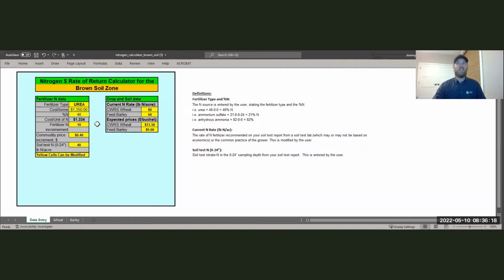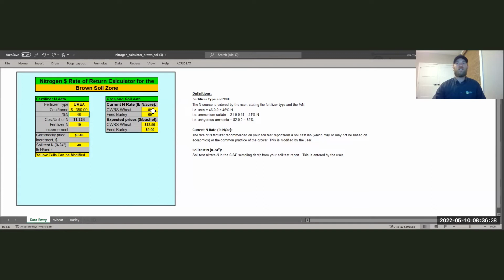You can also change the increments of how results are indicated in the wheat and barley tabs here and here. I'll show this later. Finally, you can input the amount of soil test N found within your soil here. This is important as it allows us to calculate the expected yield response based on your fertilizer application rate.